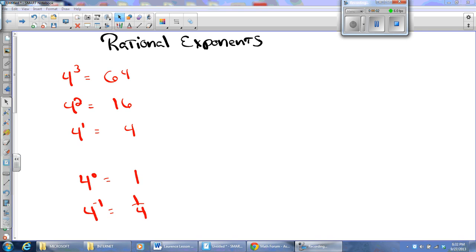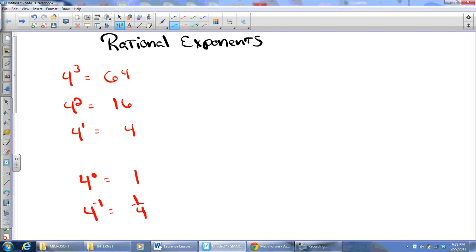Hello, algebra students, and today we're going to start working with rational exponents. A rational exponent would be some type of fraction as an exponent, or a rational number is any number that can be written as a fraction. So, we're going to start with something we know. We always want to compare new things to something we know.